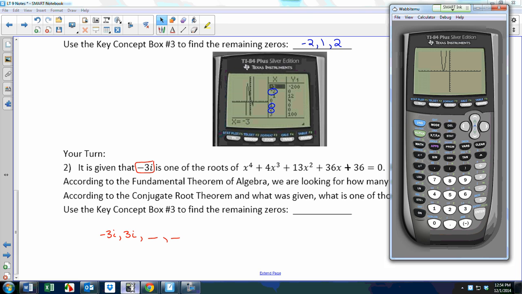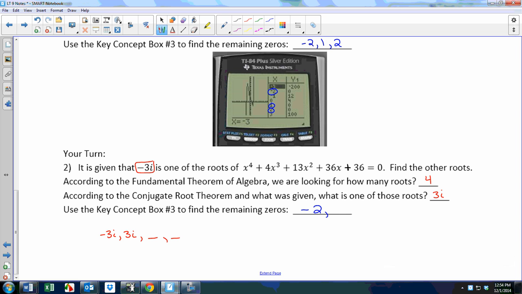Negative 2 is a double root. So you could write negative 2, or you could write negative 2, draw an arrow and say it's a double root, but it counts twice. You're not looking for any other answers. Your other 2 answers are both negative 2.